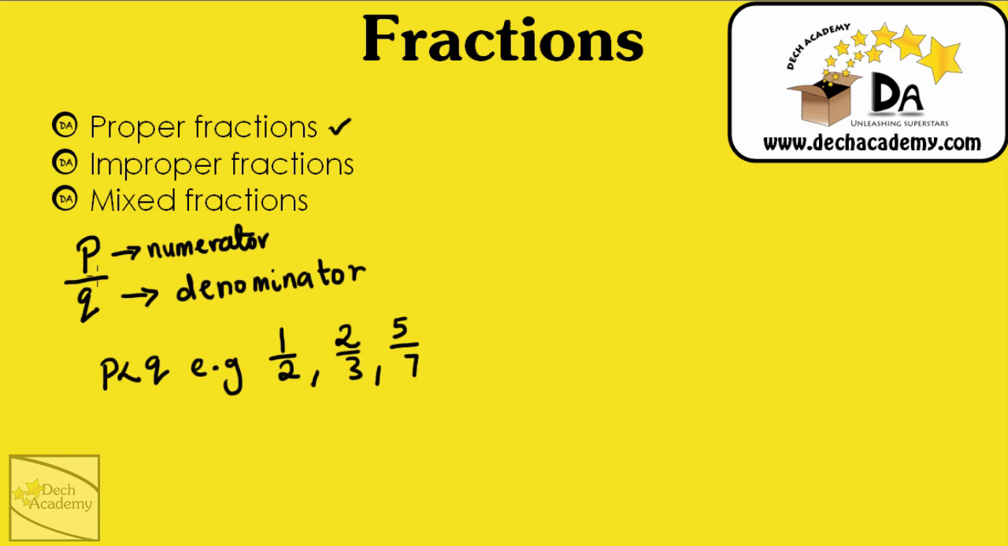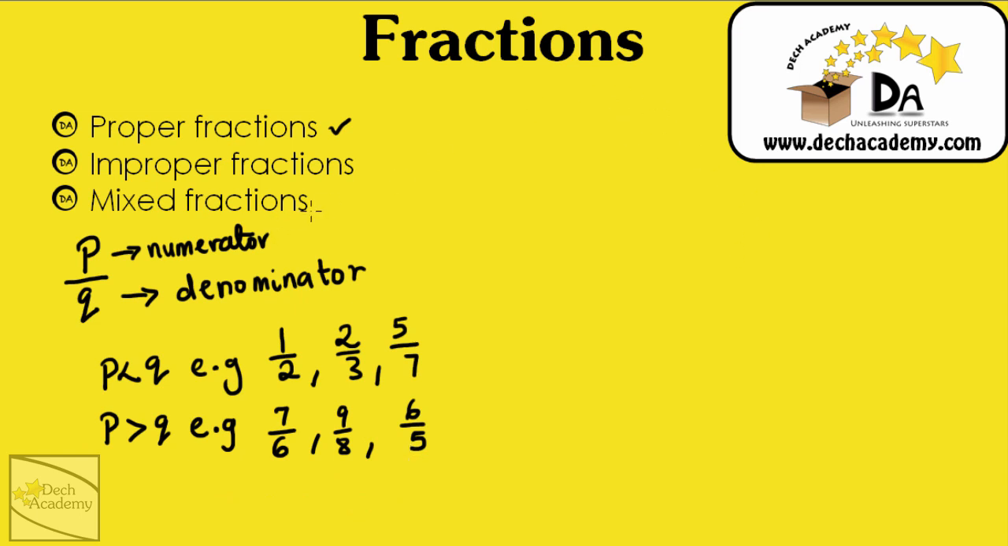An improper fraction is also of the form p over q, but in this case, p, the numerator, is greater than q, the denominator. You can easily think of examples of improper fractions. I'll give you some. 7 over 6 is an improper fraction. 9 over 8 is an improper fraction. 6 over 5 is an improper fraction. And what you notice is that the numerators are greater than the denominators, so these fractions are improper.